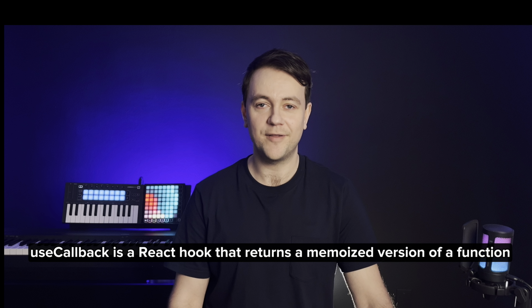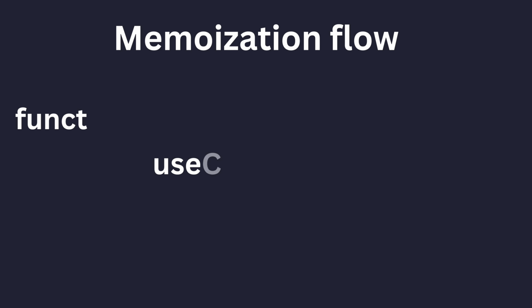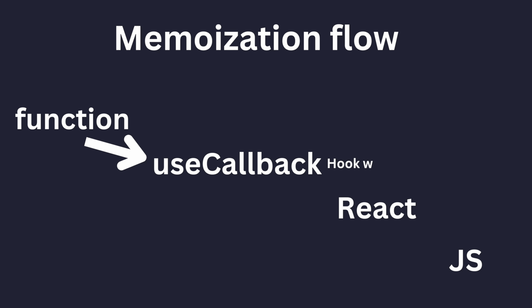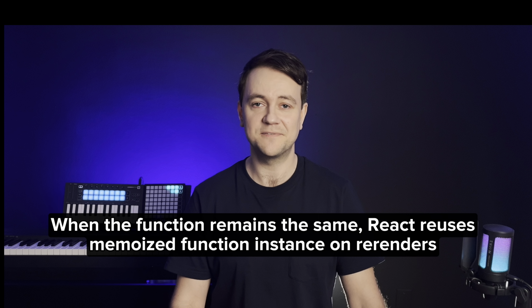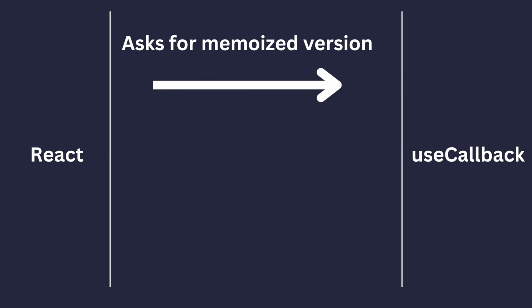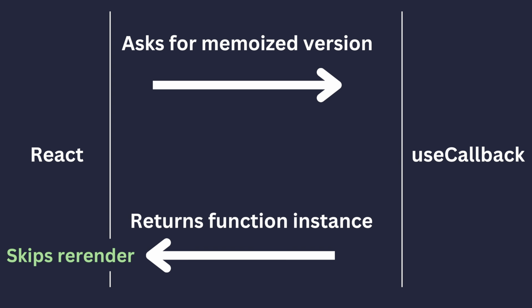useCallback is a React hook that returns a memoized version of a function. React stores the exact function and returns it when the same call occurs again. The function wrapped by useCallback hook will only be recreated if any dependencies change. If the dependencies and the function remain the same, React will reuse the memoized function instance. useCallback prevents unnecessary re-renders of components that depend on this function.